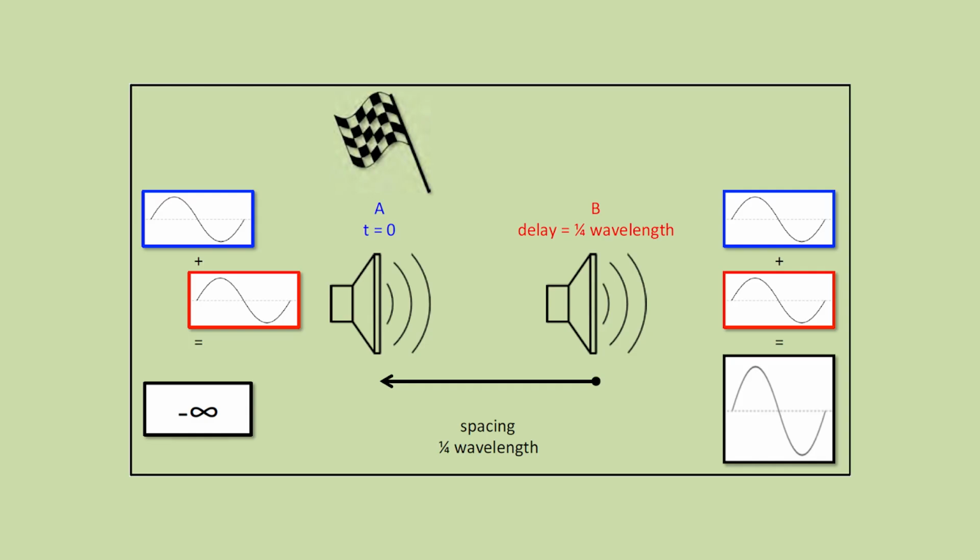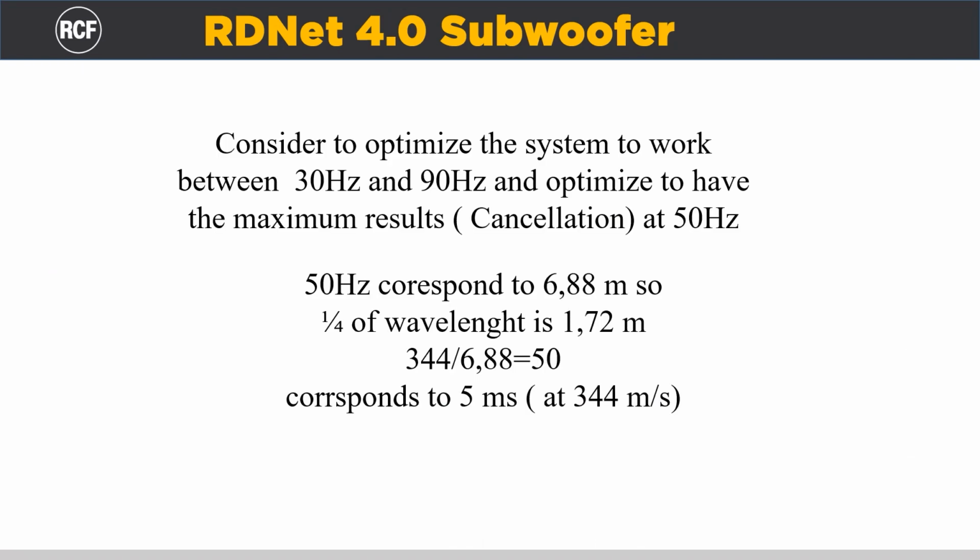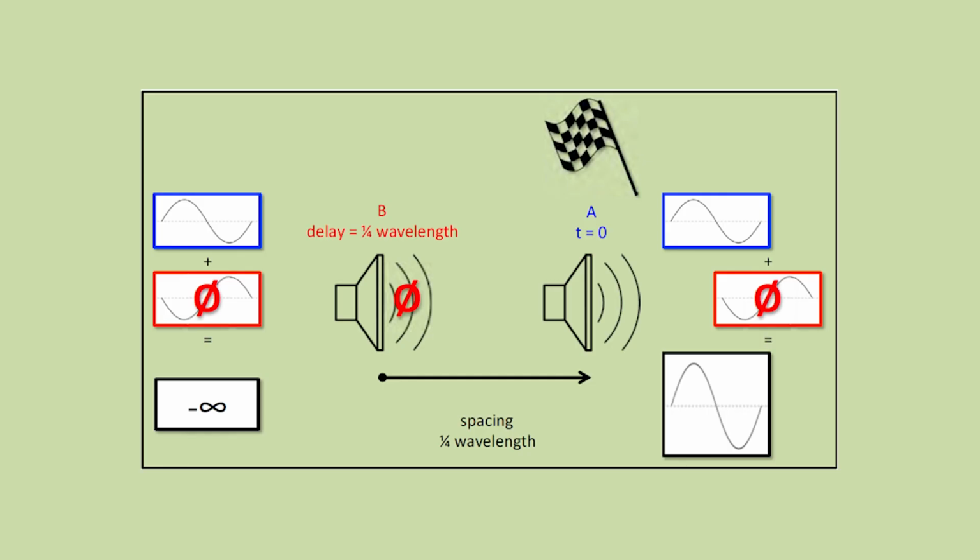The figure displayed shows the simulation of an end-fire configuration at 50 Hz, 1/3 octave. The distance between the two sources is 1.72 meters. Therefore, the wavelength of the frequency to get the maximum rear cancellation is 4 times 1.72, which is 6.88 meters, which corresponds to the frequency 50 Hz.